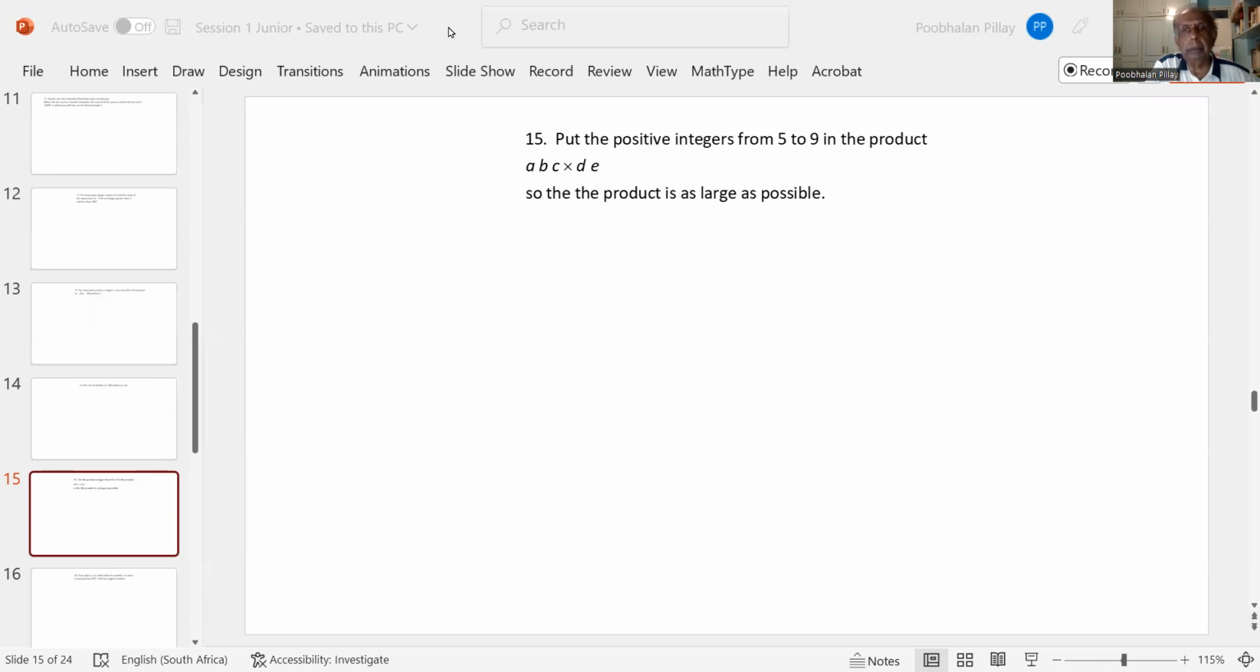All right, so what is the problem? The problem is to put the numbers 5 to 9, that is 5, 6, 7, 8, 9. There are 5 numbers and there are 5 slots here. So you put those 5 numbers in here, and you want the product to be as large as possible.